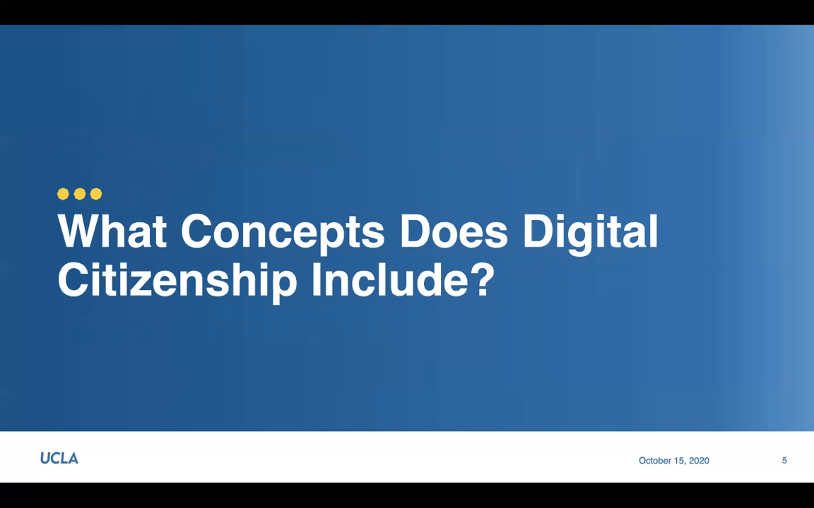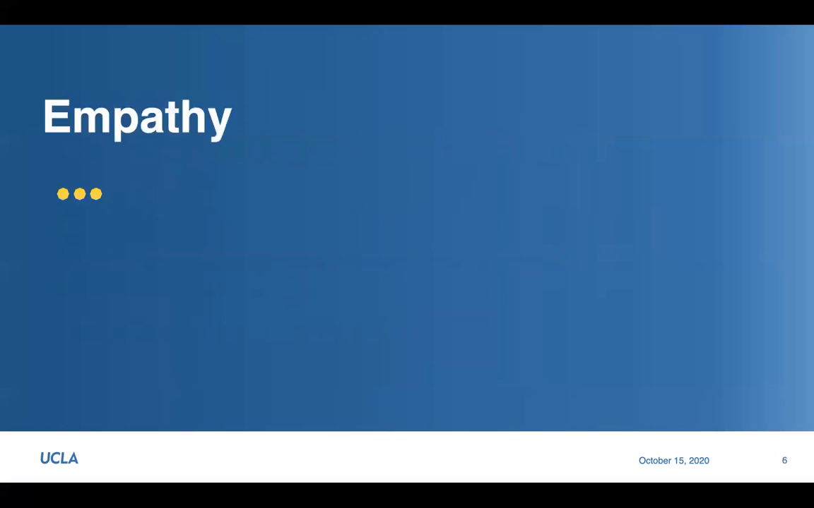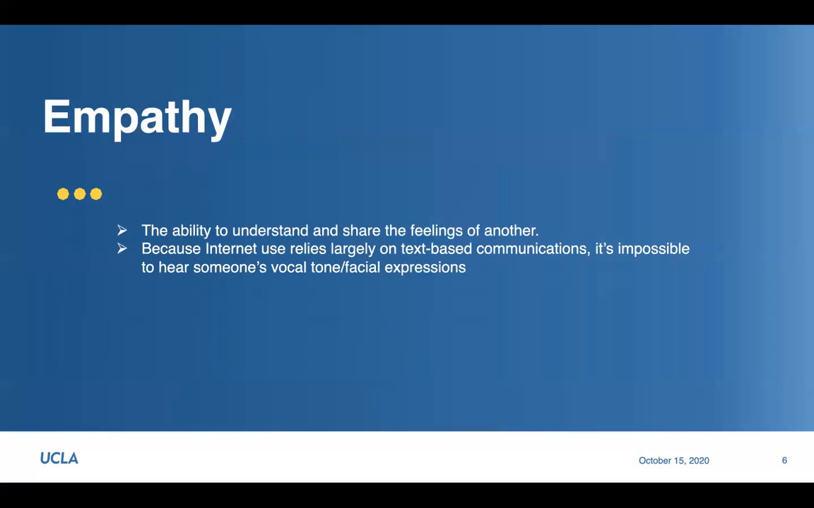So what concepts does a good digital citizen include? The first one is empathy. This is the ability to understand and share the feelings of another person. This is important because the internet heavily relies on text-based communication, and it's kind of impossible to hear someone's vocal tone or facial expressions. Examples of this could be using your pronouns on Zoom, not talking over others who are speaking, etc. Especially since we're all online in the classroom setting, speaking with each other on discussion boards, you have to be really mindful of how the other person's feeling.